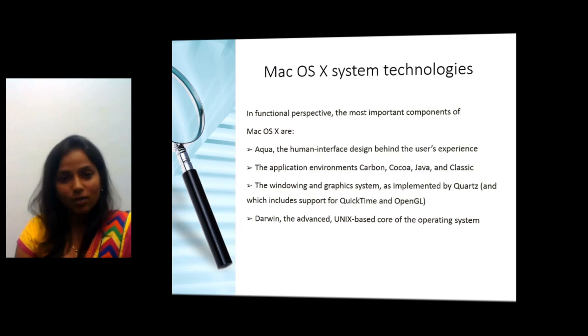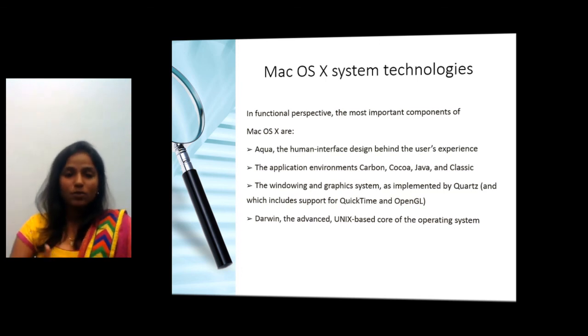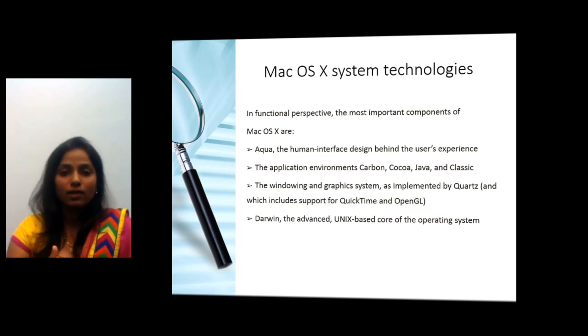Mac OS X system technologies. From the functional perspective, the most important concept of Mac OS X comes with Darwin, which is the lowest layer and the core part of the operating system. Above that is the graphics layer, which is built with technologies like Quartz, QuickTime, and OpenGL. Above that is the application environment, which contains Classic, Carbon, Cocoa, Java, and Aqua. Aqua is the human interface design behind the user experience.